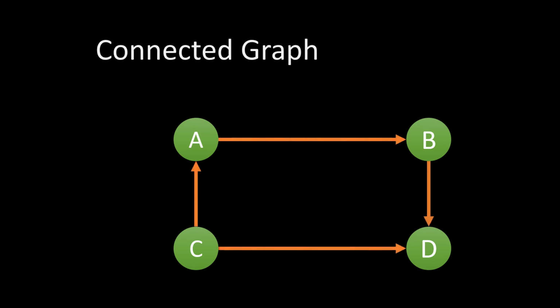We have this graph where there are 4 vertices and 4 edges. Is this a connected graph? It is not, because in a connected graph there is a path from every vertex to every other vertex, and in this graph we cannot reach vertex C. So if we change one of the edges, we get a connected graph.